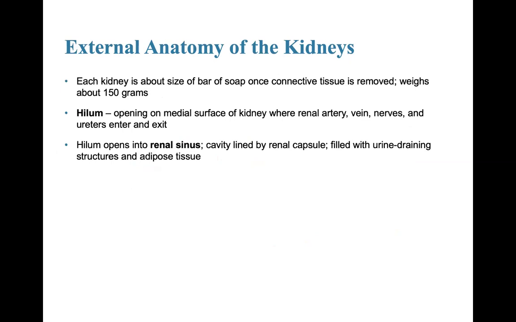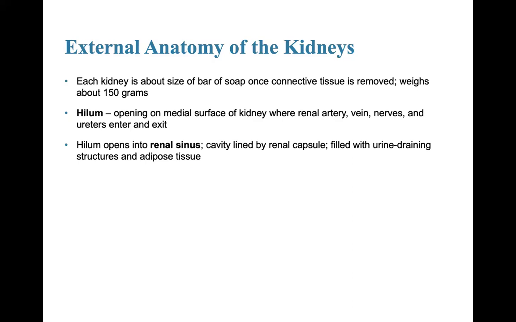So each kidney is about the size of a bar of soap once connective tissue is removed, and it weighs about 150 grams. The kidneys will each have a hilum. Again, this is a structure that we've seen with the lungs and a few other structures. The hilum is the opening on the medial surface, so the midline of the kidney, where the renal artery, vein, nerves, and ureters will enter and exit the structure.